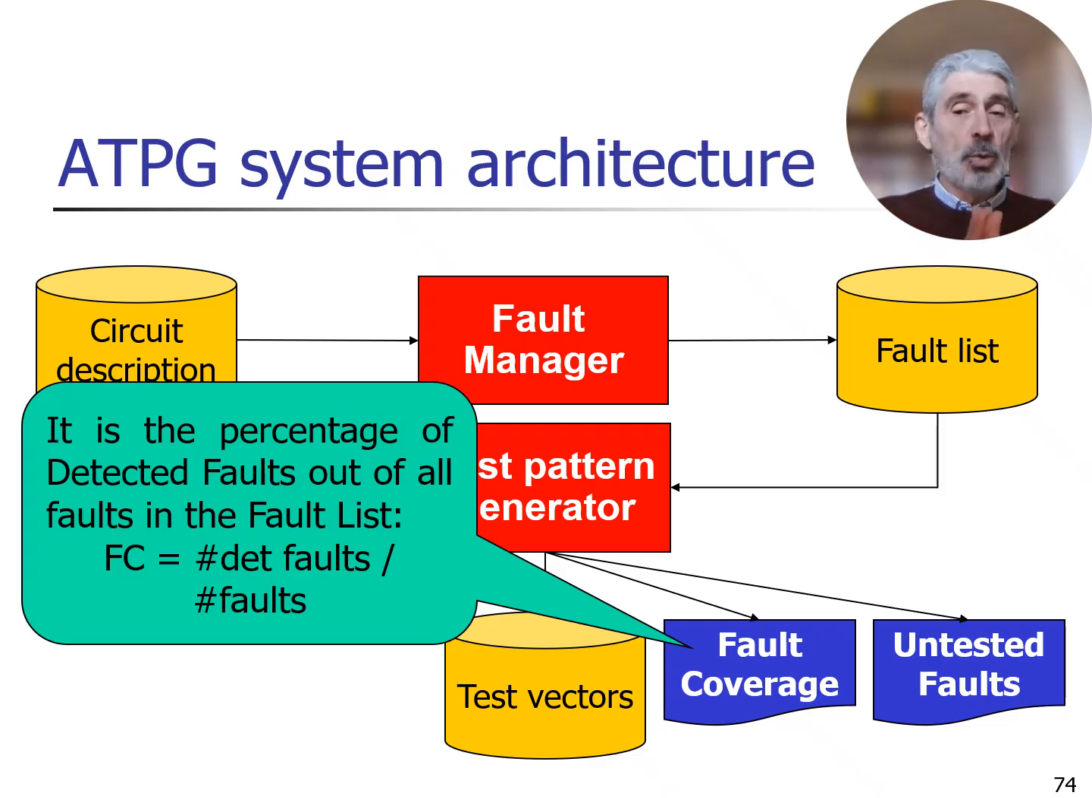Here I'd like to clearly introduce a very important metric, which is the fault coverage. The fault coverage is the ratio between the number of detected faults at the end of the process and the total number of faults.